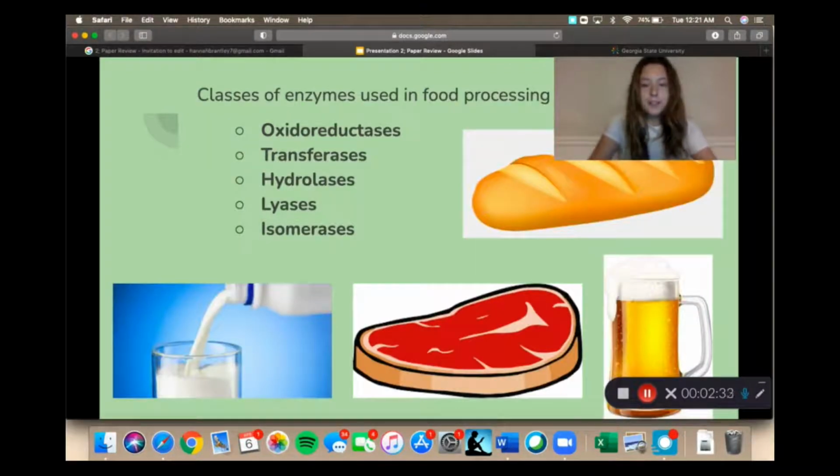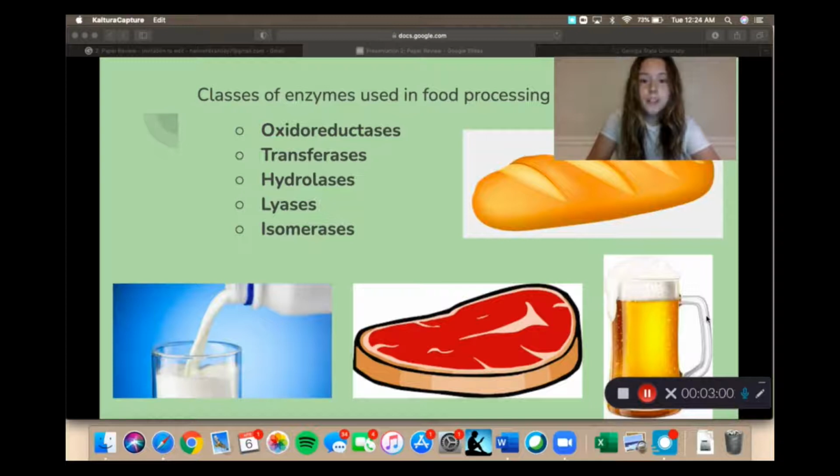Next, I'm going to be discussing some of the specific enzymes and their functions used in food processing. There are 5 different classes of these enzymes: oxidoreductases, transferases, hydrolases, lyases, and isomerases. These enzymes have many functions, but they are widely used in several food preparations for improving taste and texture, and they also offer huge economic benefits to industries.